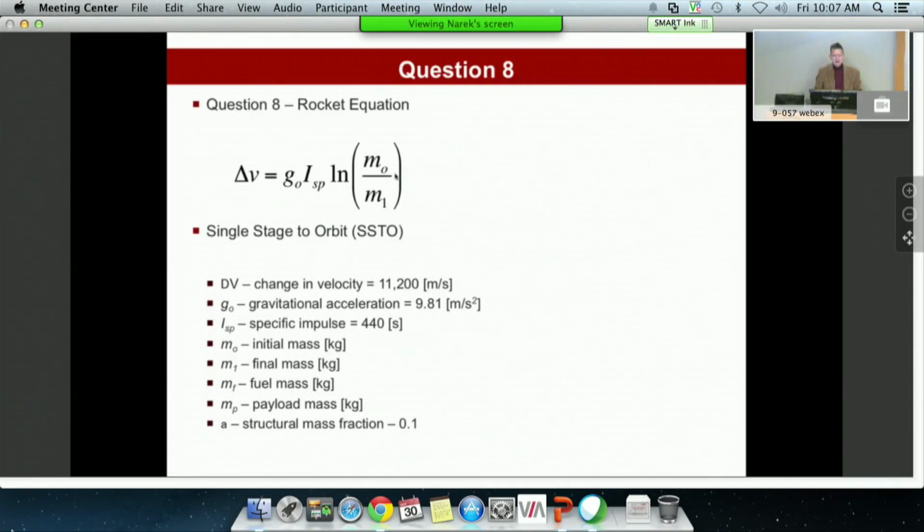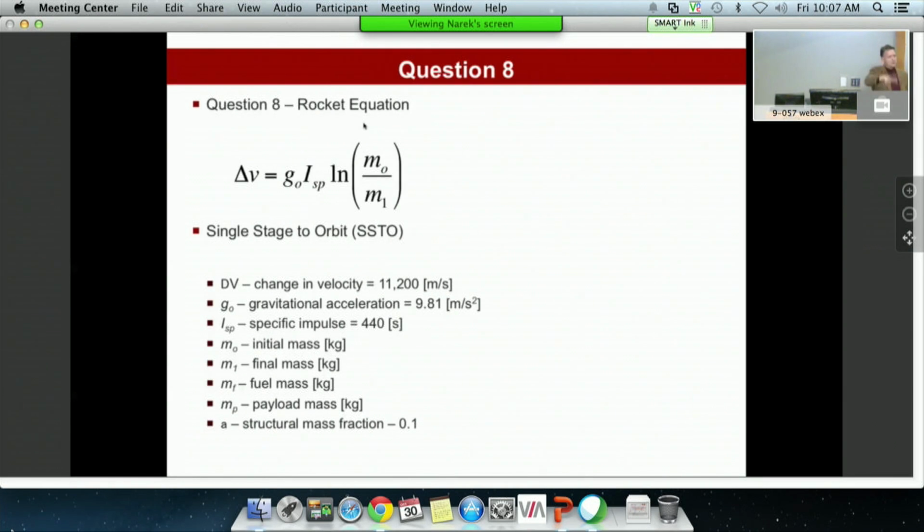All right, now comes the one you've all been waiting for, I know. Question 8. So here's the rocket equation. Delta V, the change in velocity of a rocket that you can achieve, is equal to gravity times the specific impulse times the log of your initial mass.